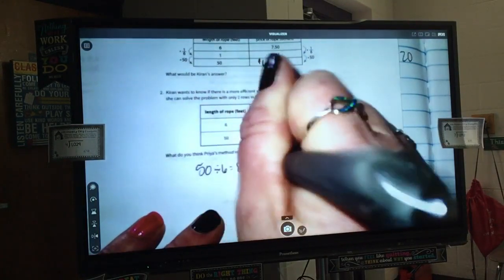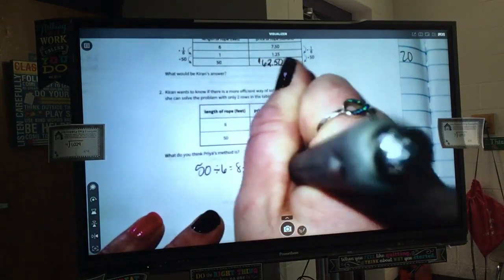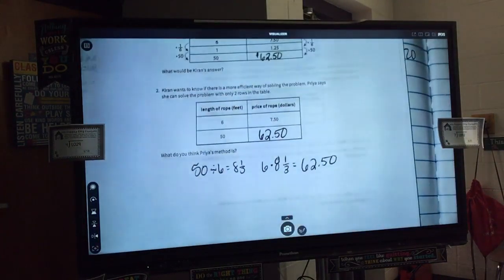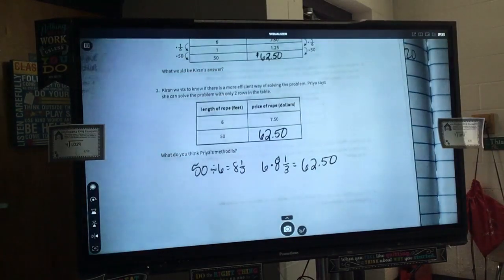It is good to know both, because sometimes you're not going to have the option to. Let me say it this way, you can always find the unit rate or the unit price of anything. Always. Might not be the nicest numbers, but you can find that.